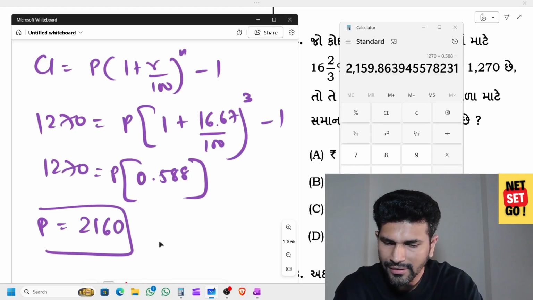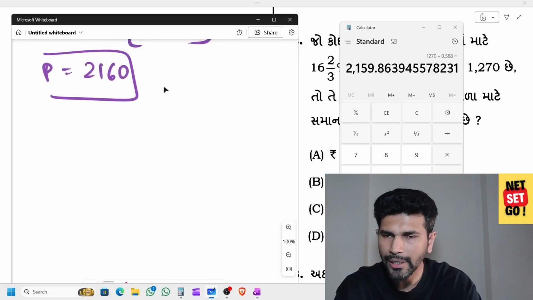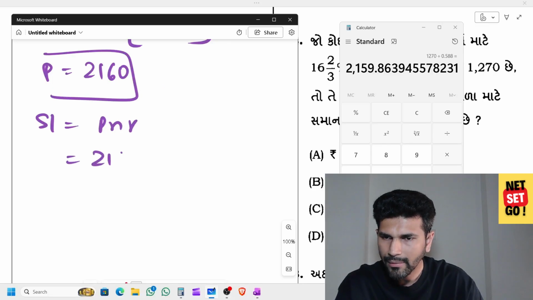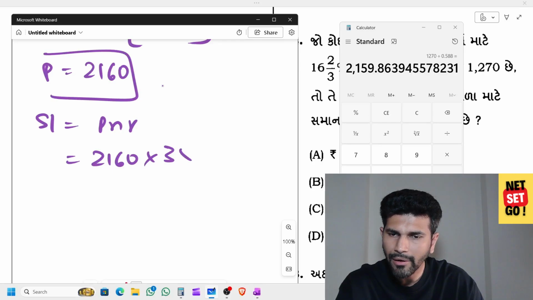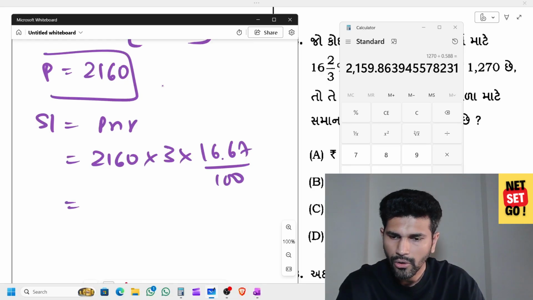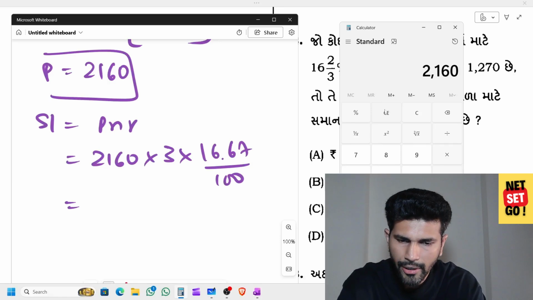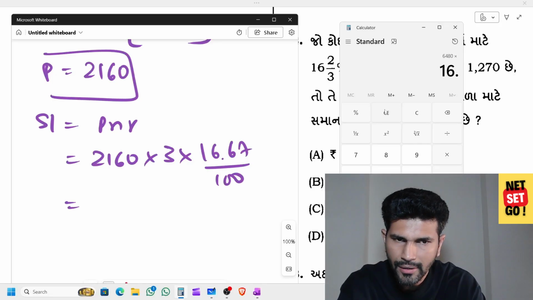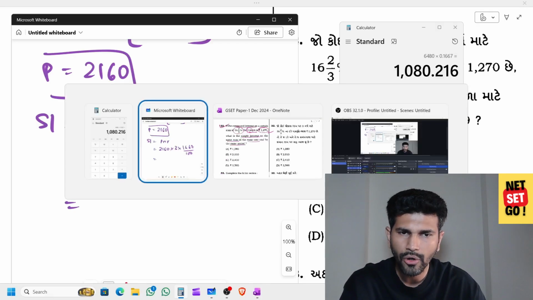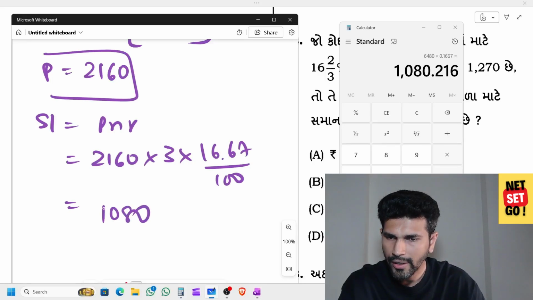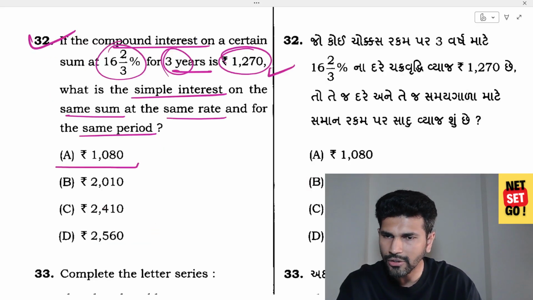આના બેઝિસ પર સિમ્પલ ઇન્ટરેસ્ટ કેલ્ક્યુલેટ કરવાનું છે અને સિમ્પલ ઇન્ટરેસ્ટનો ફોર્મ્યુલા P ઇન્ટુ N ઇન્ટુ R. P મળી ગયો આપણને, N આપણે સેમ લેવાનો છે, R પણ આપણે સેમ લેવાનો છે. So 2160 into 3 into 16.67 percentage is 1080. 1080. So correct answer is option A.